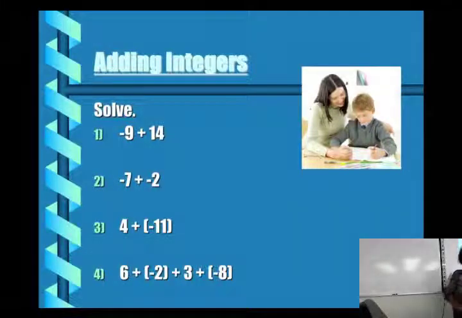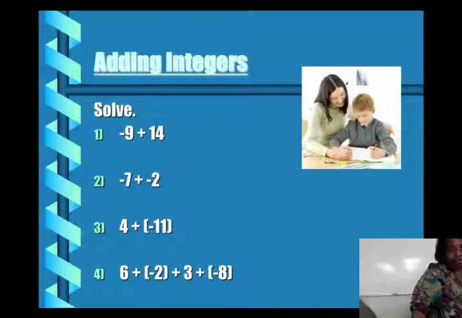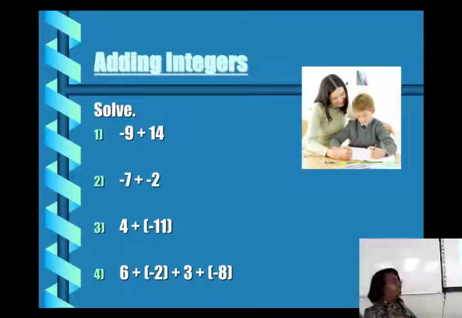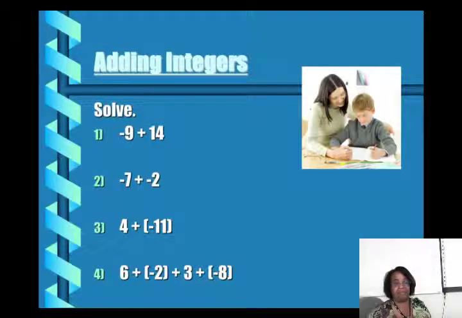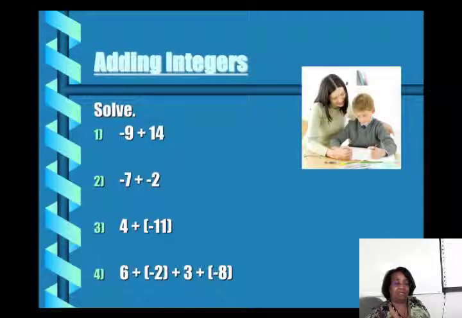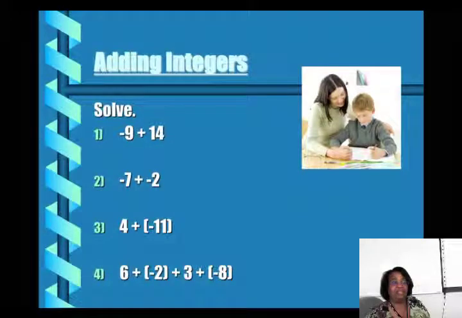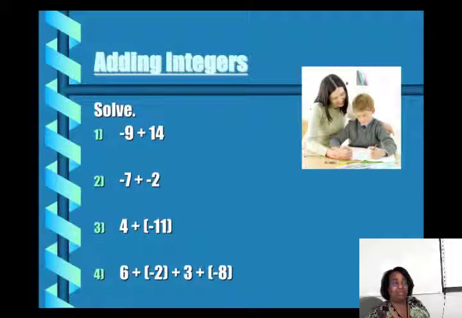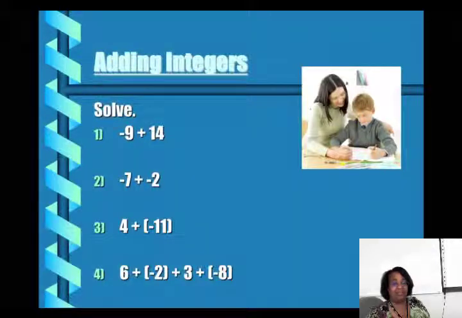All right, so we reviewed the 2 basic rules for addition. If the signs are the same, the answer will have the same sign. All you do is add them. That's rule number 1. And rule number 2 is if the signs are different, you take the difference between the 2 numbers and use the sign that's furthest from 0.